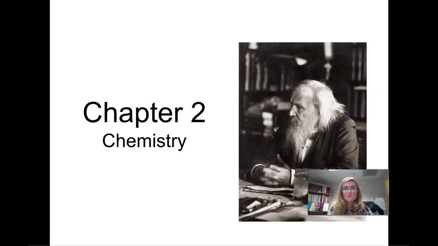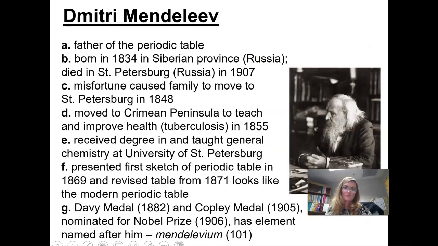So we're starting chapter 2 of Biology 101, and this chapter is going to cover our chemistry unit. So starting out, we have Dmitri Mendeleev. He's going to be known as the father of the periodic table.